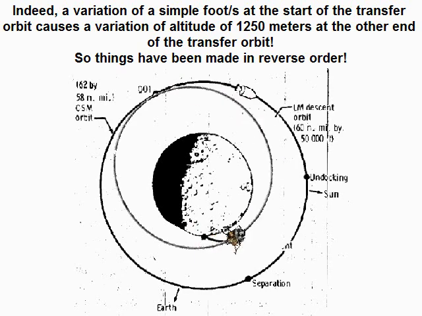Indeed, a variation of a simple foot per second at the start of the transfer orbit causes a variation of altitude of 1250 meters at the other end of the transfer orbit. So things have been made in reverse order.